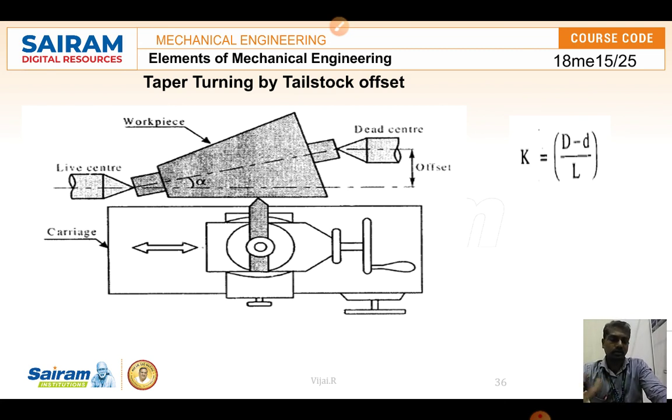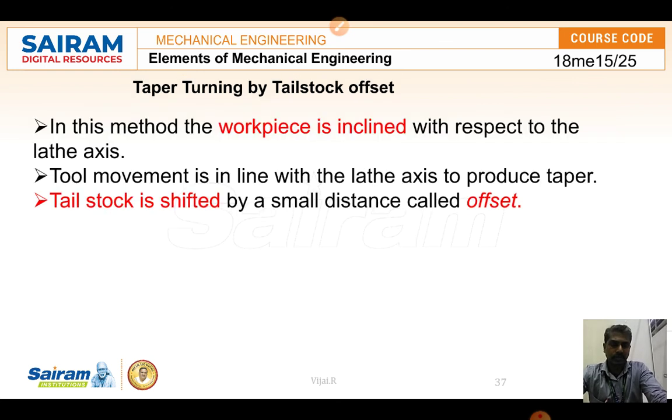So in the offset support, one support is a live center and another support is a dead center. The dead center is shifted to some distance, so the raw material itself, when we are clamping or supporting it, will be in a conical manner. That time if you make the operation with the help of the carriage, moving the carriage to and fro in the longitudinal direction, the component becomes tapered. This is what is called the tailstock offset method.